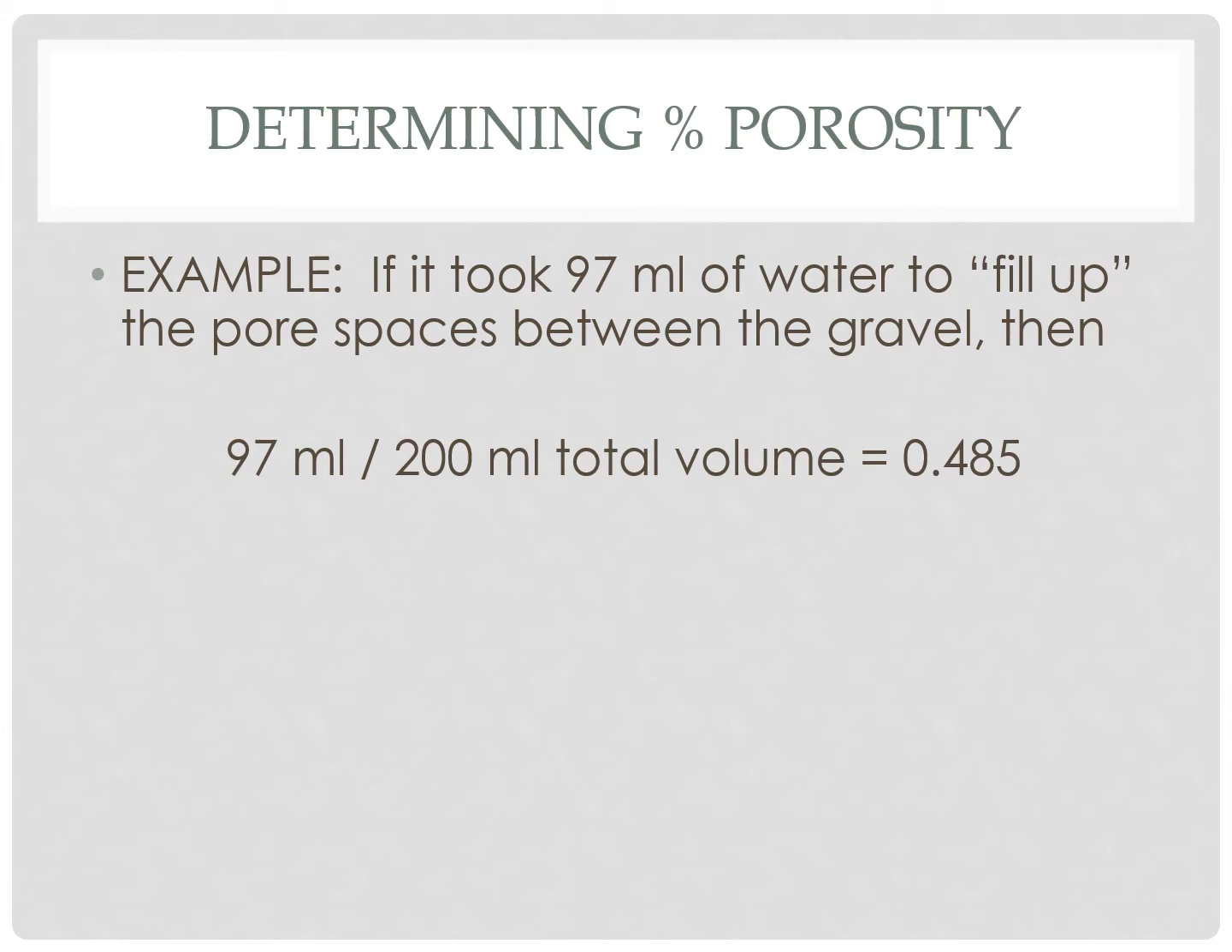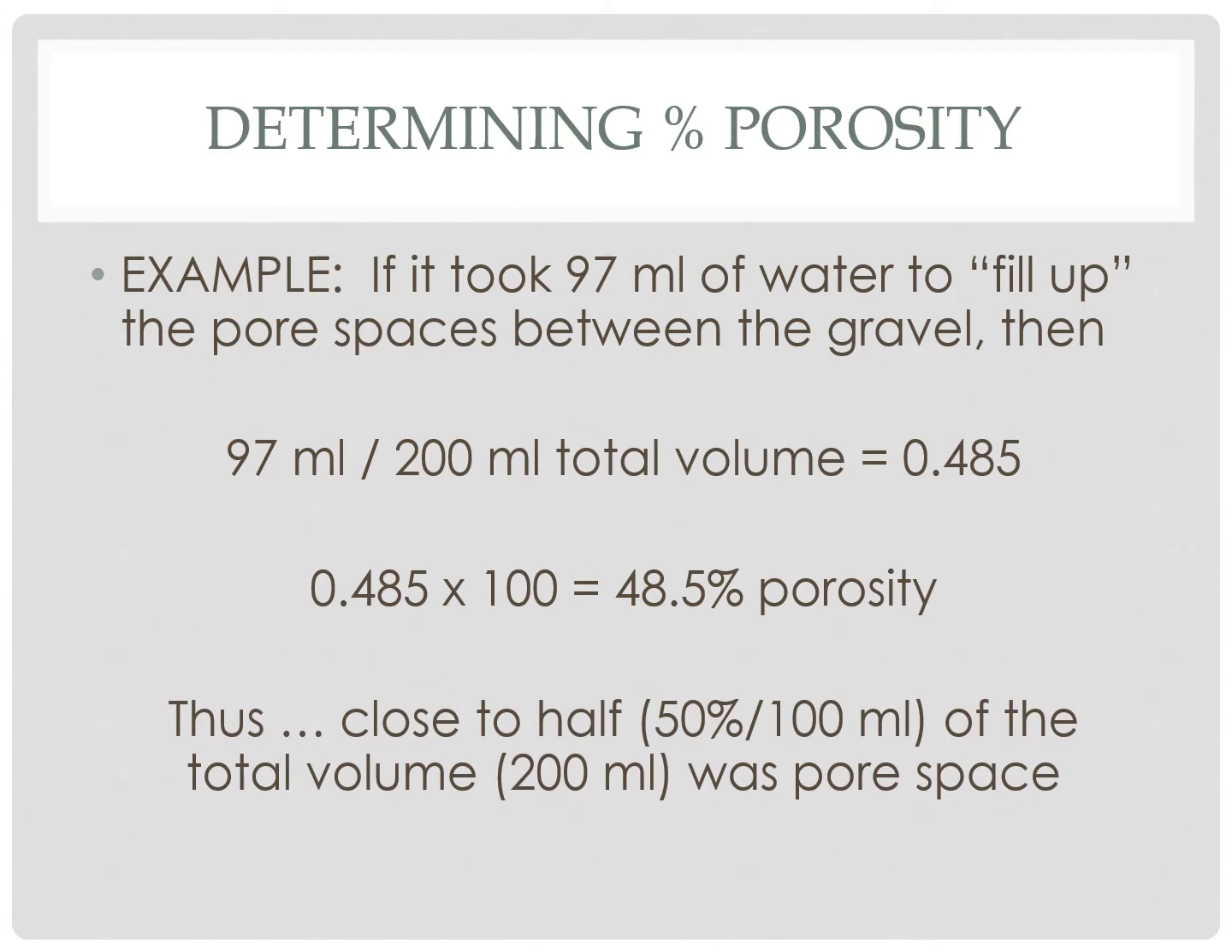And if you got 97 milliliters of water into that, that meant that was filling up the empty spaces. So 97 milliliters divided by 200 is 0.485. And if I times that by 100, it converts it to a percent. So 48.5% is the porosity. Think about this, about half.